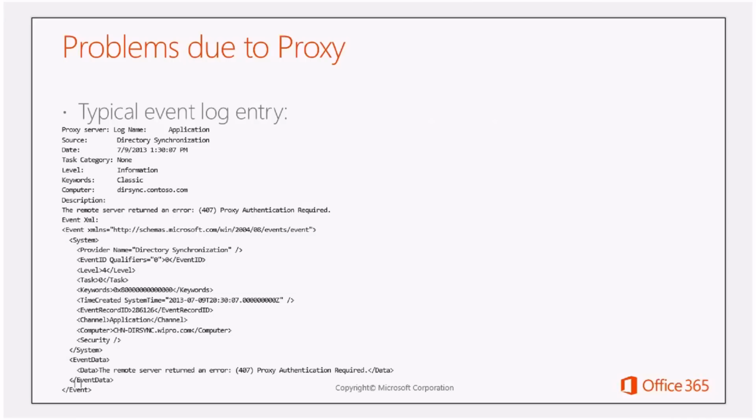Also, if you look at the event log on your DirSync appliance, when you're setting it up and trying the DirSync replication for the first time, you'll notice events similar to the following. It will pretty much say that proxy authentication is required.